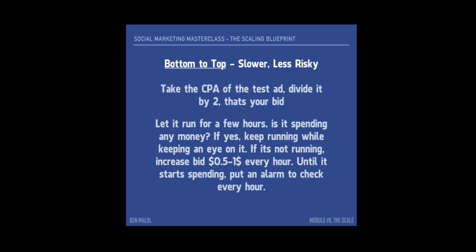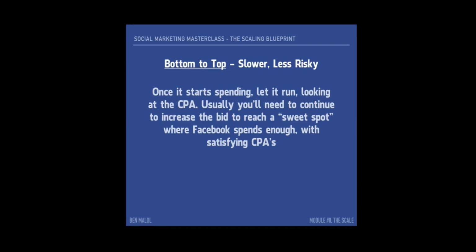Okay. Now, once it starts spending, let it run, looking at the cost per action. Now, usually you'll need to continue to increase the bid to reach a sweet spot where Facebook spends enough with satisfying CPAs. So, what do I mean by that? Now, let's say you're running this ad set and you started at $1.50 bid and it's not spending, so you're increasing it by $0.50 every hour. And then let's say you reached $5 and that's when it starts spending.